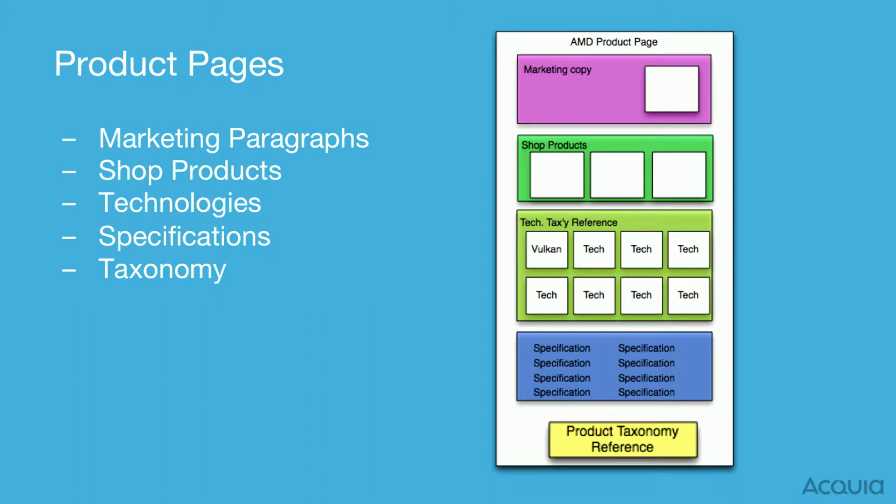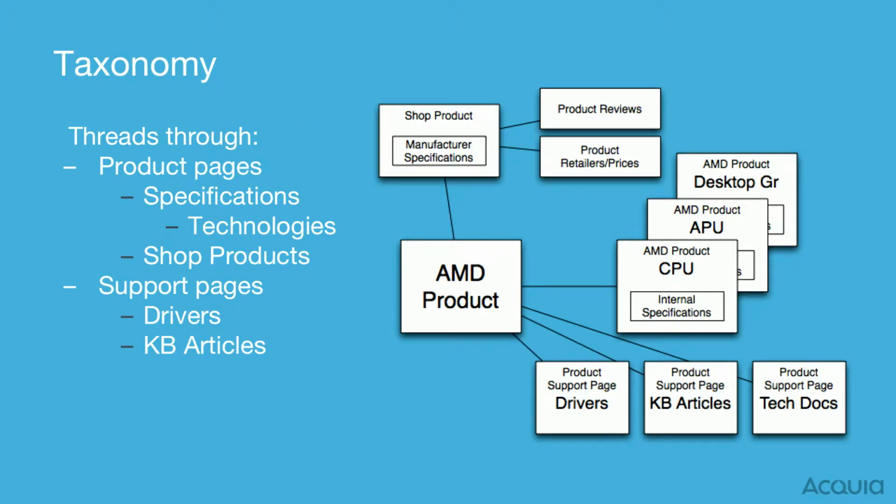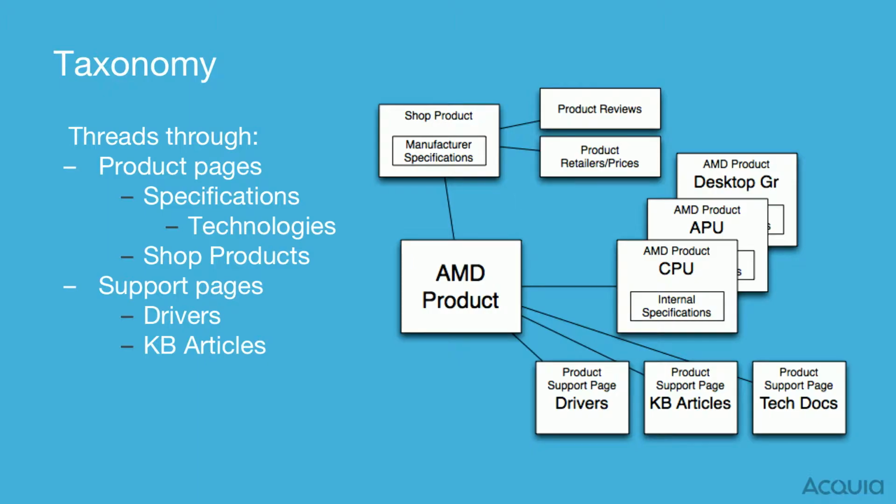And again, this is all tied through with taxonomy. The product taxonomy flows through everything. It's tagged on the product pages, on specifications, on the shop products, on drivers, KB articles. It's all tagged with product taxonomy, and the technologies have their own taxonomy, which is in turn tagged to the specifications. So that's how, in a quick, simplified way, all of that is pulled onto that page. Next slide.